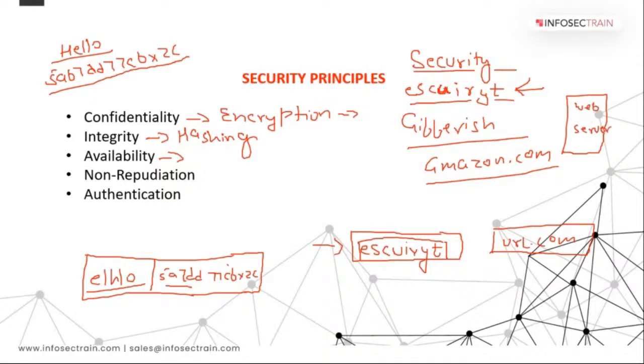Now in this web server, what is happening? This web server should be available every time, right? And it should be available to authorized persons only, right? So what happens? Let's say someone attacked this web server. So what will happen? This web server will not be available, right? Now it is attacked. Your availability is attacked.